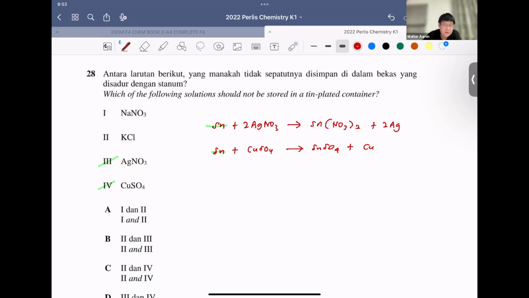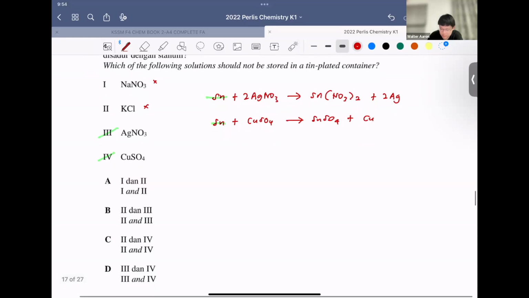If you were to mix it with the first two, which are sodium nitrate and potassium chloride, nothing happens, because in this case sodium and potassium will not be able to corrode the tin plate. Instead, they would act as a sacrificial metal if they were pure substances, but they are not. So there's no reaction between the tin plated container and the sodium nitrate and potassium chloride. So these two are a no. Therefore, the answer is 3 and 4.